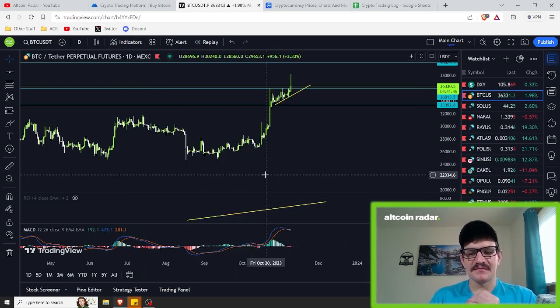As for what it actually is, the MACD indicator is a popular technical analysis indicator used in trading to identify potential trend changes and momentum shifts in the price of an asset, such as stocks, currencies, or cryptocurrencies. It's composed of three main parts.